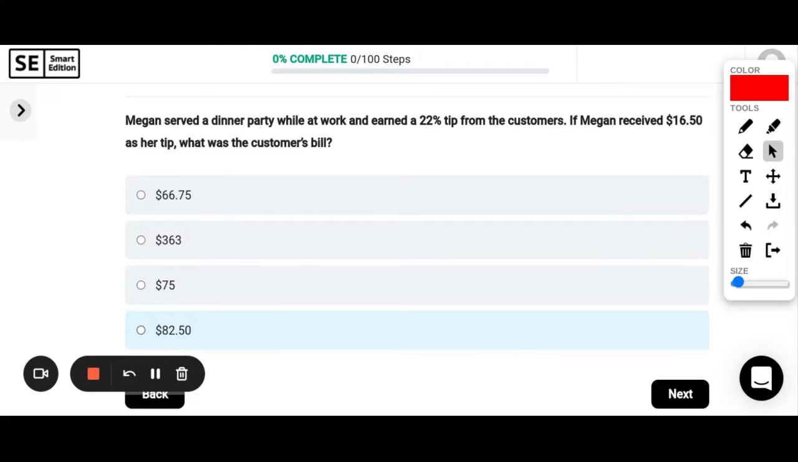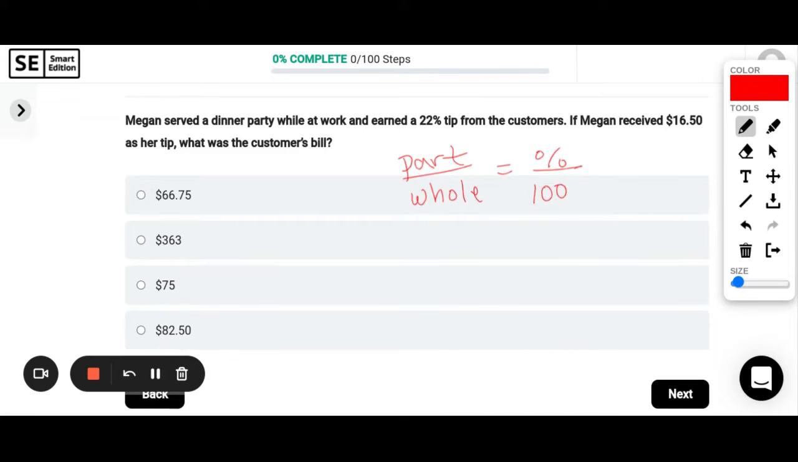I like to set up a proportion when we're talking about percents, just because I never have to remember, what do I divide? What do I multiply? I just let the proportion tell me what to do. So my proportion is always the part over the whole equals the percent over 100, because percent literally means out of 100.